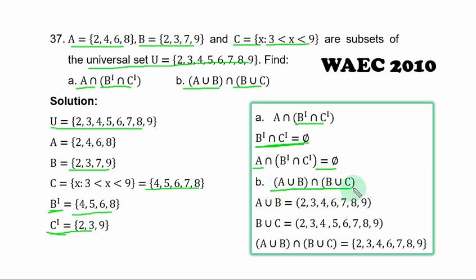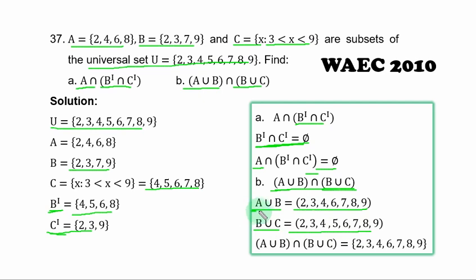B part of the question: before this operation, you need this set and this set. So let's get A union B. The combination of all the elements in set A and B without repetition, you have these results. B union C. The combination of all the elements in set B and C without repetition, you have this result.